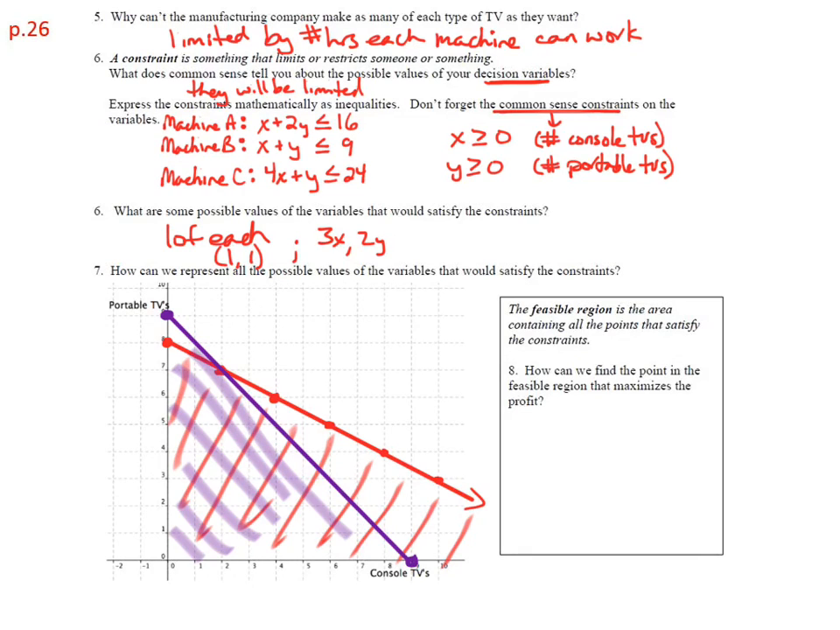And then for machine C, we can see that our x-intercept is at 6. And then our y-intercept is all the way up at 24. So a quick conversion to slope-intercept form, we have a slope of -4. And I'm going to count backwards and go up 4 to the left 1.